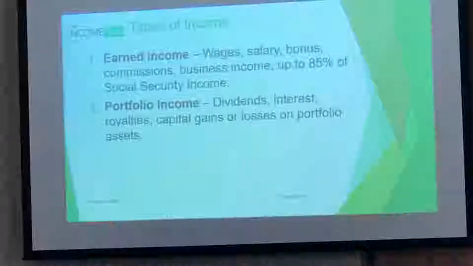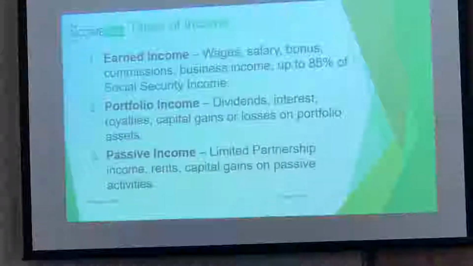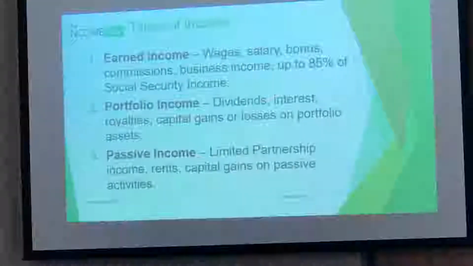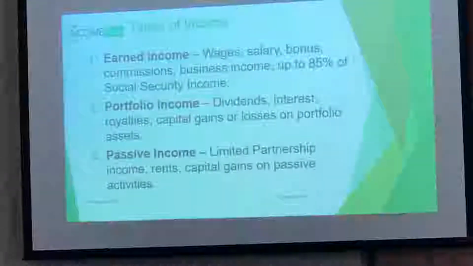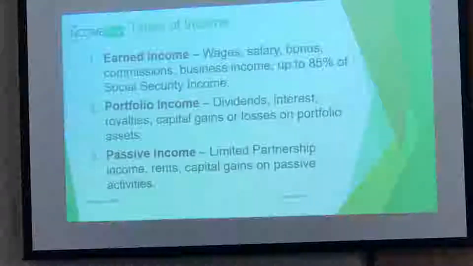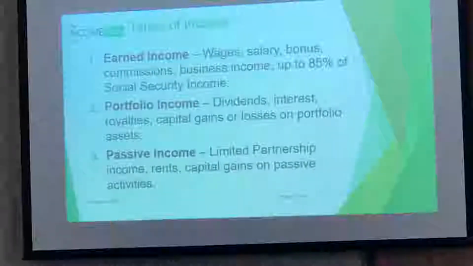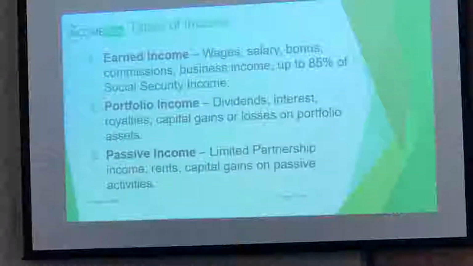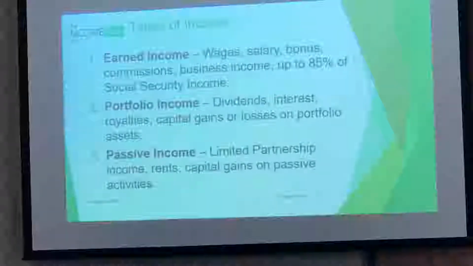Portfolio income, I've already talked about this. Dividends, interest, royalties, capital gains, and passive income, limited partnership, rents, and capital gains on passive activities. These incomes have different rates or are they the same rates? Earned income gets hit with everything. Gets hit with income tax, Social Security tax, Medicare tax, everything. Portfolio income might be regular tax, or what they call ordinary tax, or it might be subject to capital gains tax, which is much more favorable. And I'll show you those rates in just a couple minutes.